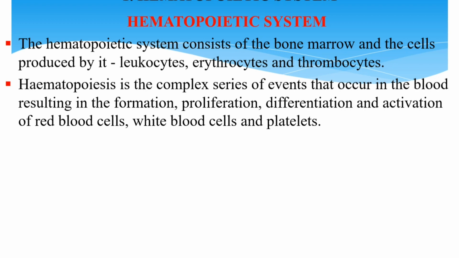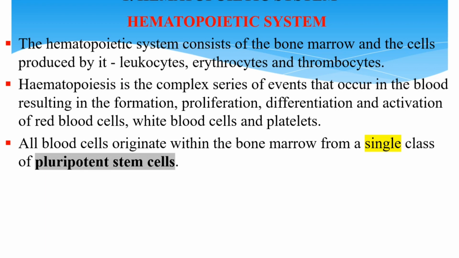Hematopoiesis is the complex series of events that occur in the blood which result in the formation, proliferation, differentiation and activation of RBC, WBC and platelets. So hematopoiesis is the process wherein these cells are formed, proliferated, differentiated into various categories and also activated.